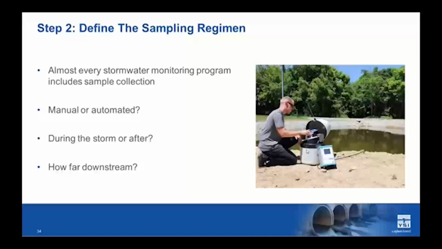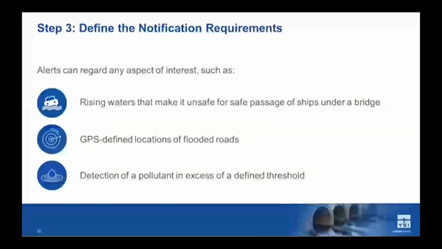So you're going to need some sort of a sampling program 9 times out of 10 with stormwater monitoring. Now, if you're just monitoring for flooding, that might not be necessary for you. We find that often people are monitoring for more reasons than just that. The third step for defining your stormwater monitoring system is, do you need to receive notifications? And if so, related to what? Always tying back to your objective.